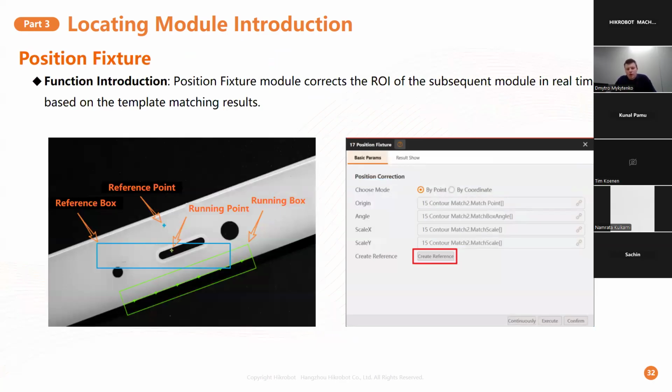And the next module we'd like to discuss is position fixture. Its role is to convert the locating result into a stable reference for subsequent processing. A reference point must be created explicitly using the same image that is later used to draw ROIs for downstream modules where fixturing will be applied. This reference is created once and then reused. Based on this reference, the module dynamically adjusts points and regions of interest so that subsequent operations remain consistent even when the object shifts or rotates within the image.